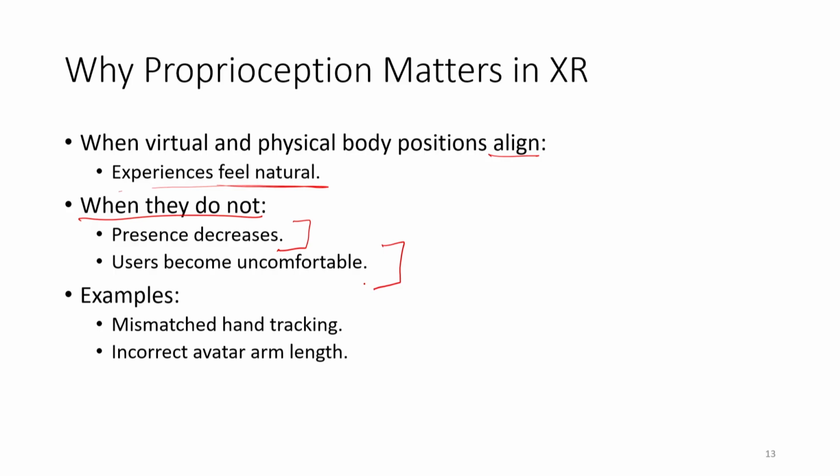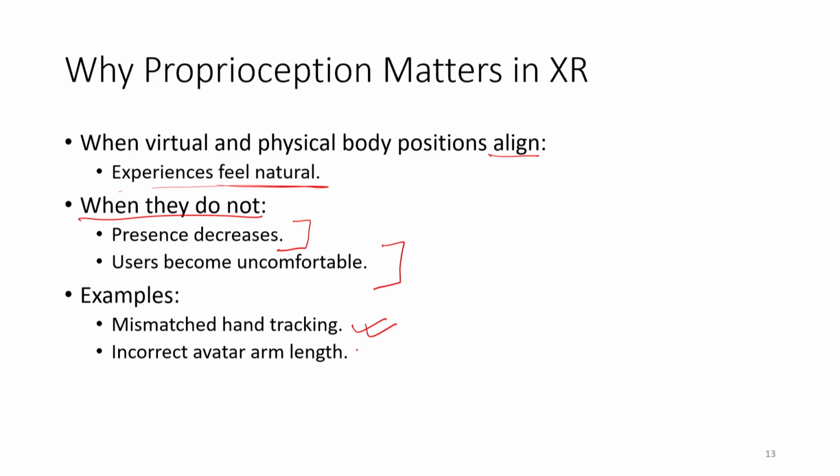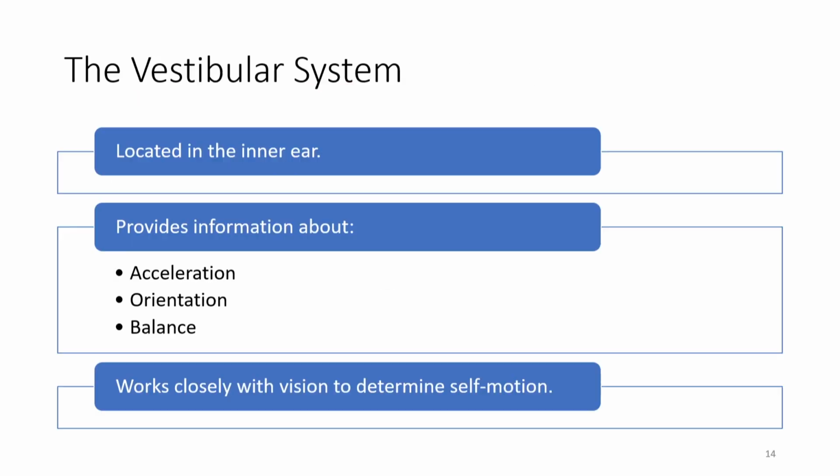Users may become uncomfortable. Examples of where this matters are where your hand is not being properly tracked by the VR system. If your hand is not being tracked and you make some gestures, you carry out some actions, then they may not reflect in the display that you see. Or let us say you have an avatar which does not have the same length as your arm, and then you may sense a mismatch between your body and the avatar which is representing you in the virtual world. So, indeed proprioception is a key concept, and I want you all to think about this carefully.